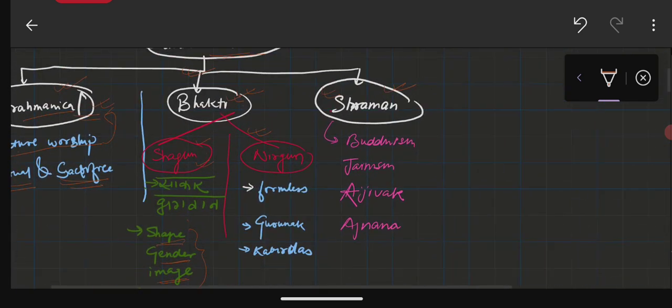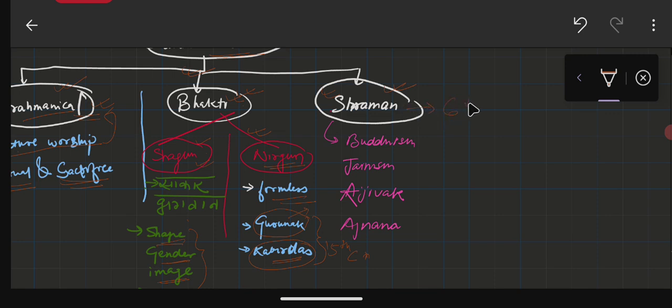Now let's talk about the other form of Bhakti worship, that is Nirgun. Nirgun basically means formless God. The famous examples are Guru Nanak Ji and Kabir Das. They were around the 15th century CE. Guru Nanak used to give more emphasis on Nam Jap. Guru Nanak's famous Ek Omkar, one supreme God, where God is Nirgun and omnipresent, whereas Kabir Das is related to the Bhakti movement.